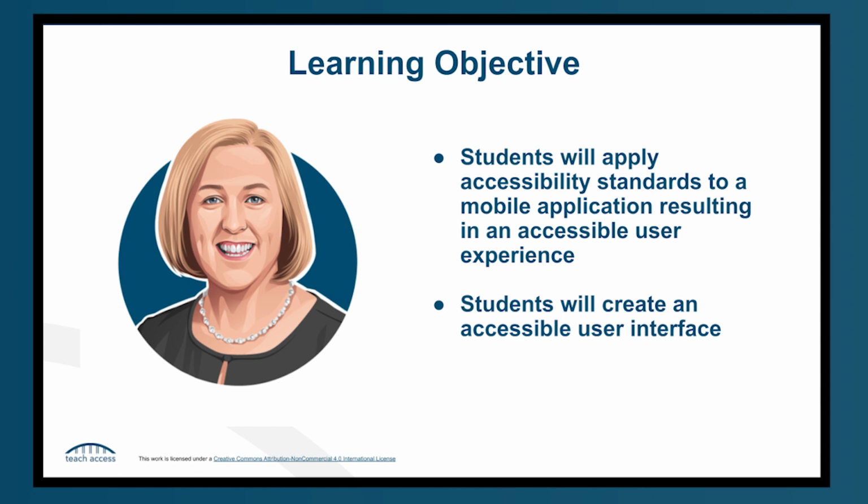Look for the 3 parts. Can you find the verb? How about what will be done with the verb? Can you find the why of the objective? Verb, apply. What? Accessibility standards. Why? Accessible user experience. Let's try another one.